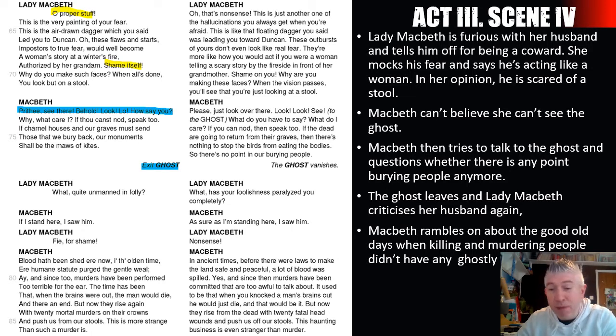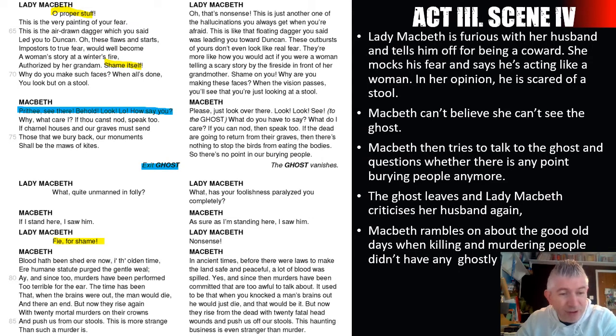Macbeth, obviously, he's a bit more relieved now the ghost's gone. "If I stand here, I saw him." Lady Macbeth, still ashamed of him: "Fie, for shame." Macbeth keeps talking: "Blood hath been shed ere now, in the olden time, ere humane statute purged the gentle weal."